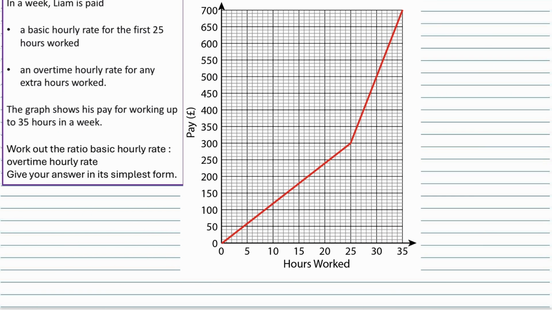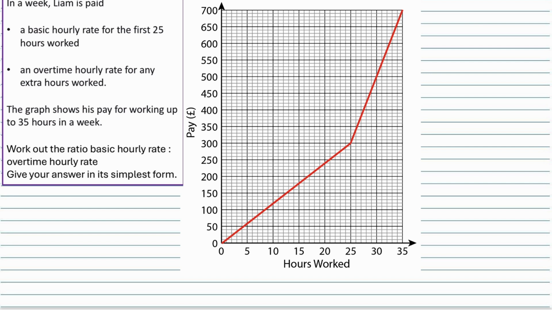So now we're told that Liam is paid a basic hourly rate for the first 25 hours worked, and an overtime hourly rate for any extra hours worked. The graph shows his pay for working up to 35 hours in a week. We need to work out the ratio of the basic hourly rate to the overtime hourly rate, giving our answer in its simplest form. So do you want to give this question a go yourself? Pause the video and come back when you're ready.